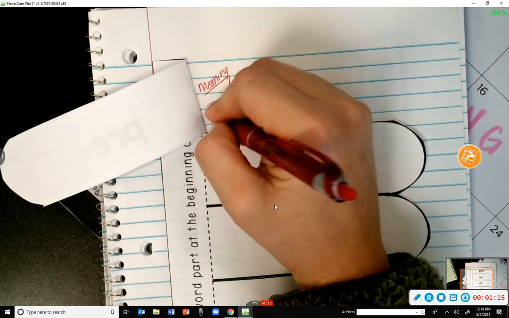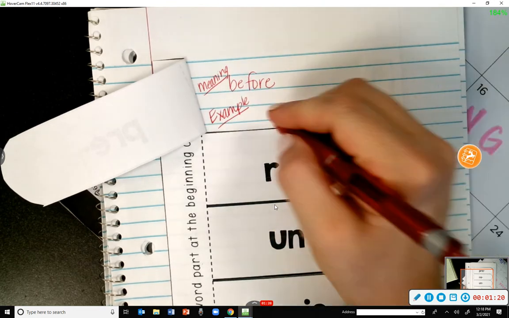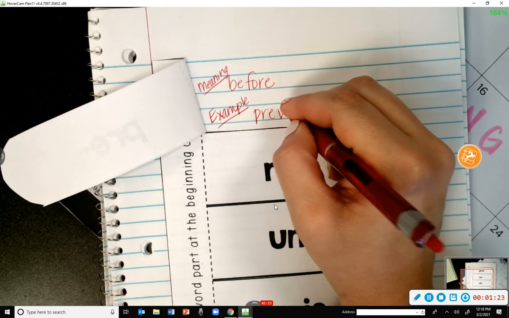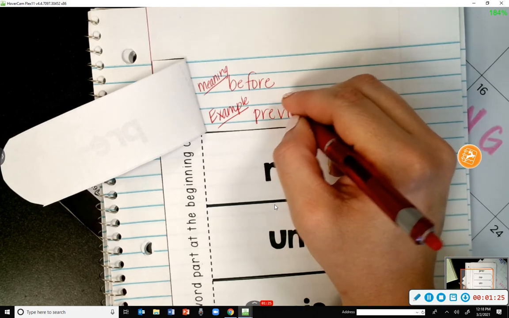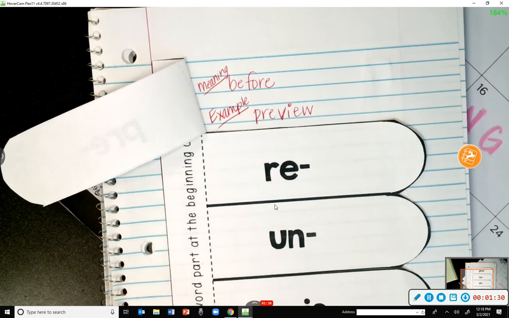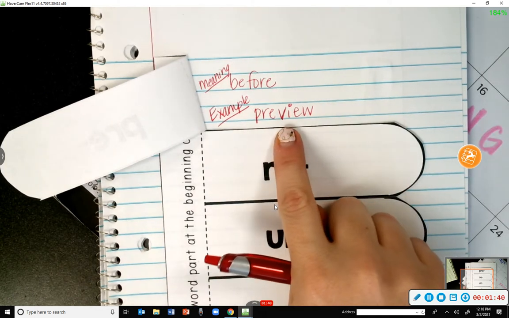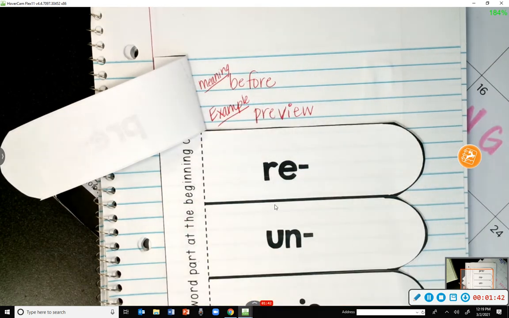Okay, an example would be preview. So if you're going to preview something, that means you're going to view it before everyone else. Or you may go preview the book fair before you buy anything. So that means you're going to just view it before buying something. Okay? Can y'all think of another example of what the word preview means? Allie?